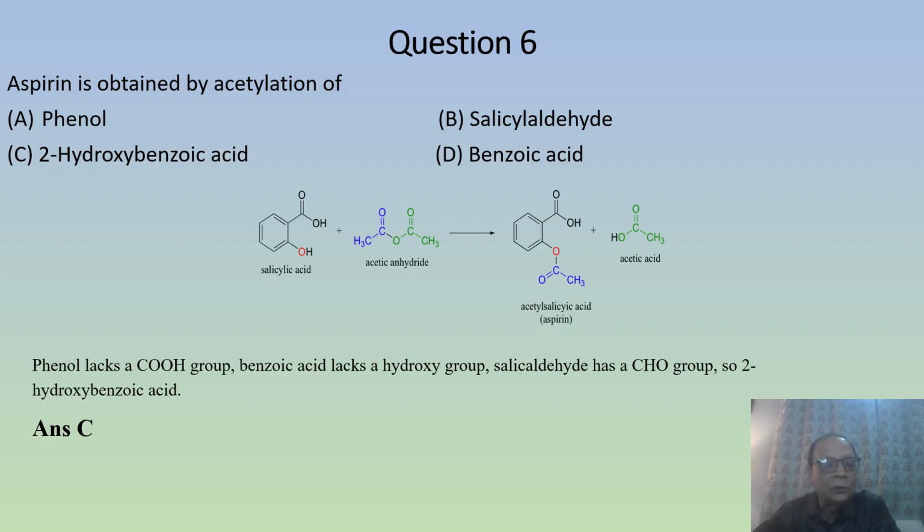So 2-hydroxybenzoic acid is the right choice. The answer is C. I hope you got it correct. This question could be a competency question because CBSE says that some competency questions will be incorporated into the question paper. So I hope they have kept in mind what they had said, and this is a competency level question.